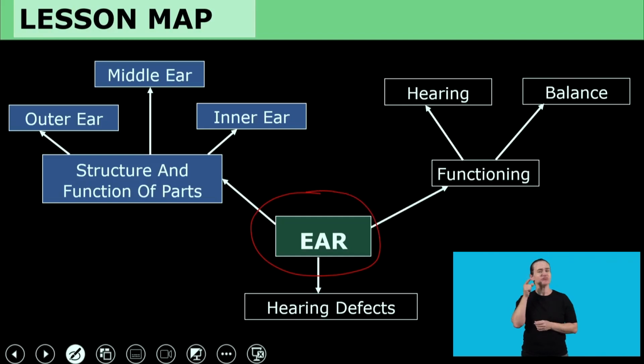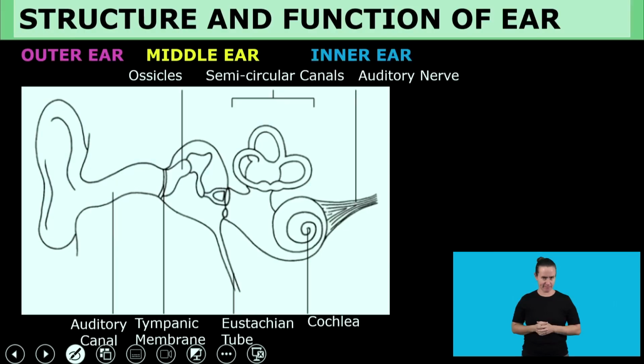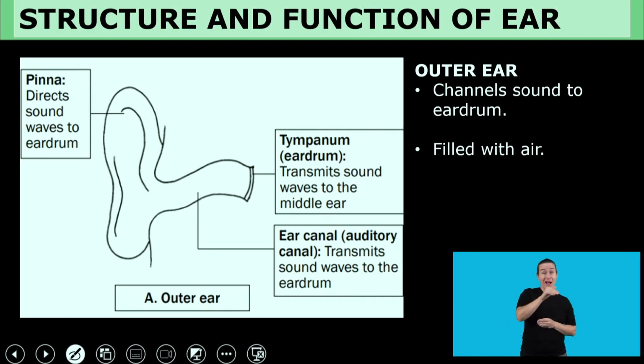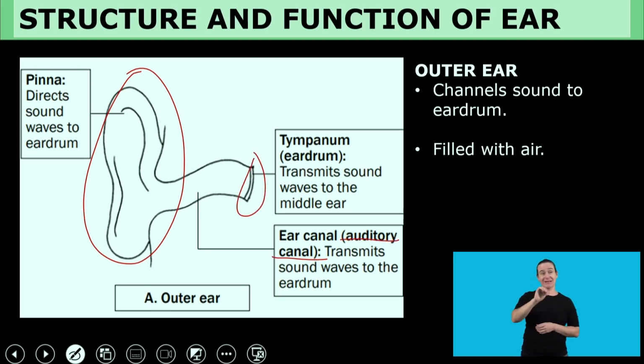We are now looking at the ear, and our focus will be the structure and function of different parts. So the ear is made up of three parts, which are the outer ear, the middle ear, and the inner ear. The outer ear is made up basically of the pinna. So this is the pinna of the ear, and we've got the auditory canal, which is also called the ear canal. Then we've got the tympanic membrane.